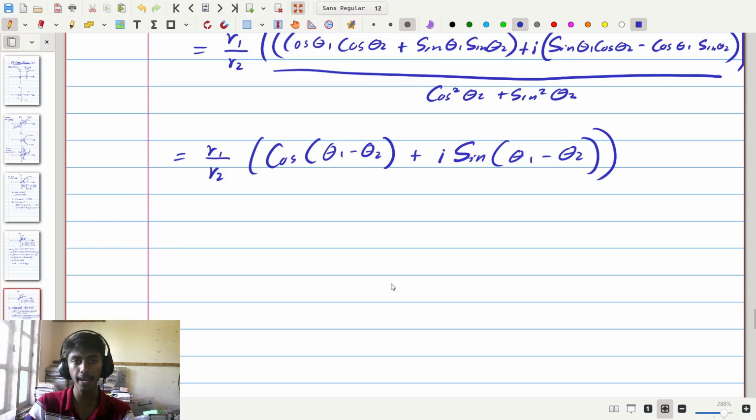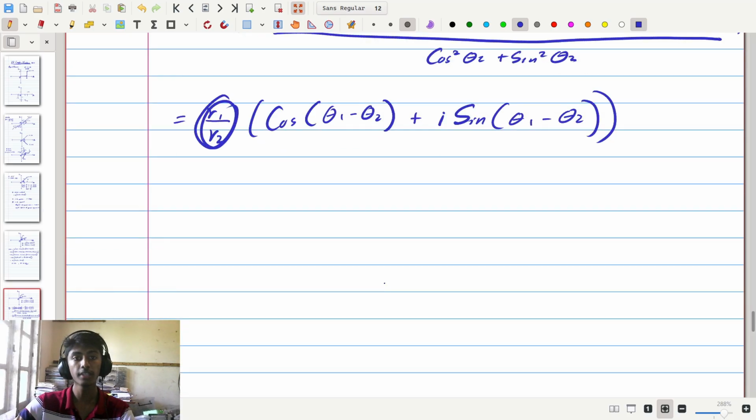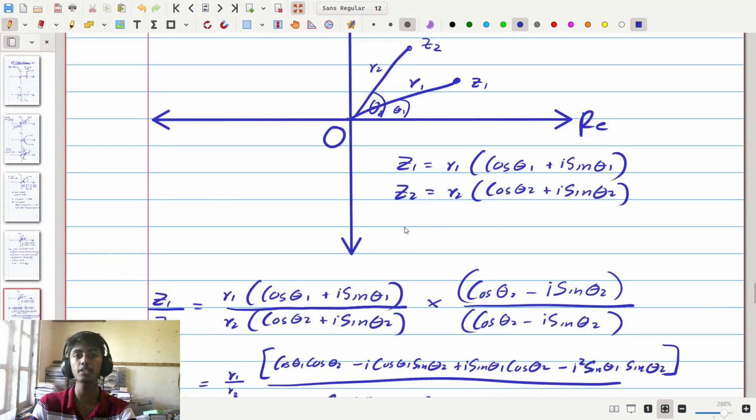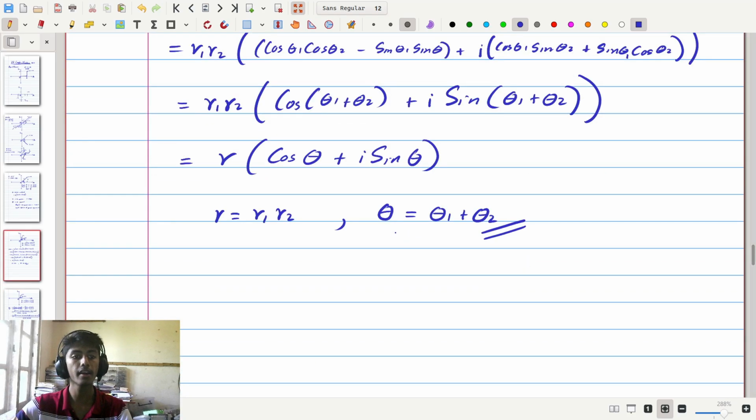So therefore we can see we have sine of theta 1 minus theta 2. Now considering the expression that we have here, we have some radius times cosine of some angle plus i sine of that same angle. That means this is of the form r times cosine theta plus i sine theta. Now considering the values of r and theta here, r is equal to r1 divided by r2, and theta is equal to theta 1 minus theta 2. So we can see, similar to multiplication, we have an identity for division. For multiplication, we had the total radius r being equal to r1 times r2 and the total angle being equal to theta 1 plus theta 2.